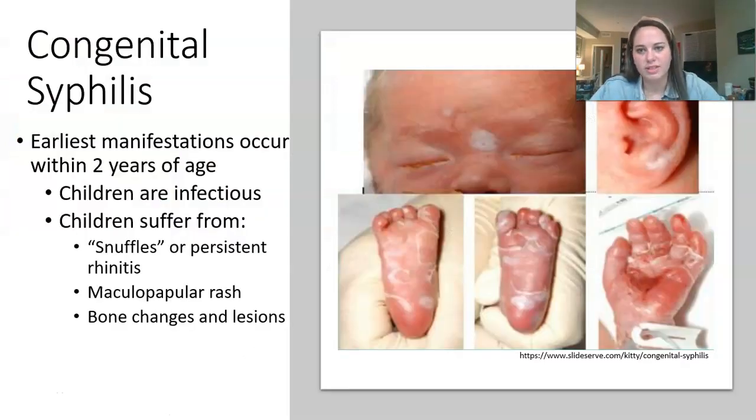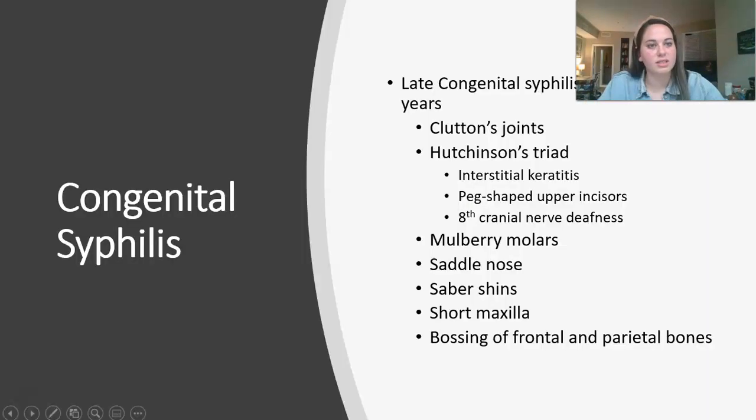So earliest manifestations occur within 2 years of age, and the children are very infectious, and they can suffer from the snuffles or persistent rhinitis, and the mucus and blood that they produce is very infectious. And they have the maculopapular rashes, as you can see in these images, on the soles of the feet and palms of the hands, as well as bone changes and lesions.